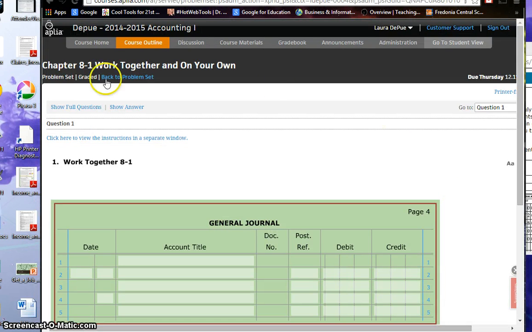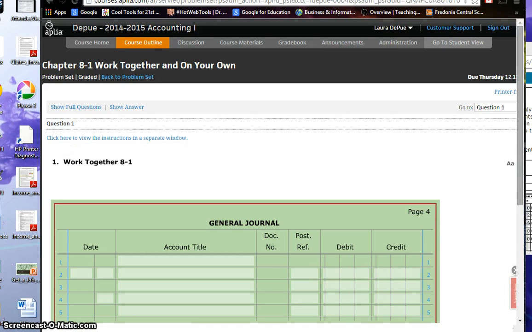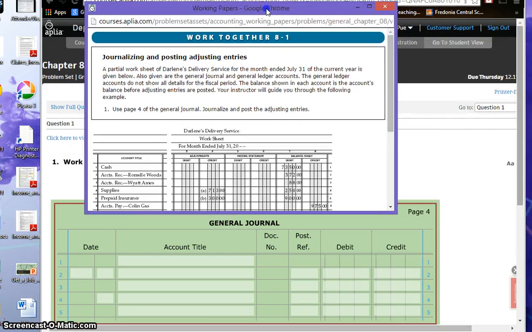Okay, so let's give this a try. This is our Work Together 8-1, and here's the instructions. It says that the partial worksheet for Darlene's Delivery Service for the month ended July 31st of the current year is given below. Also given are the general journal and general ledger accounts. The general ledger accounts do not show the details of the fiscal period. The balance shown in each account is the account's balance before the adjusting entries are posted.